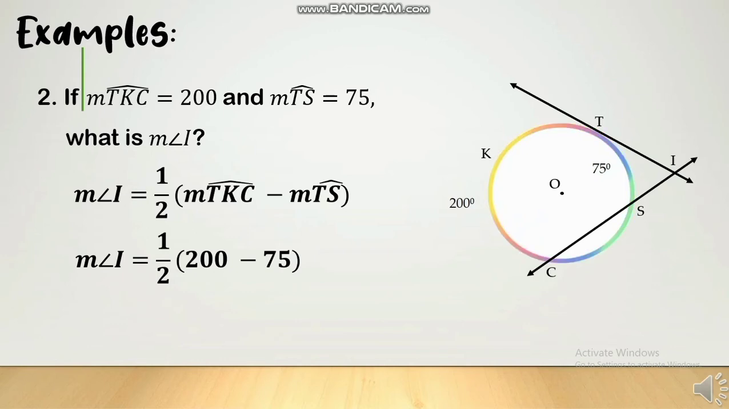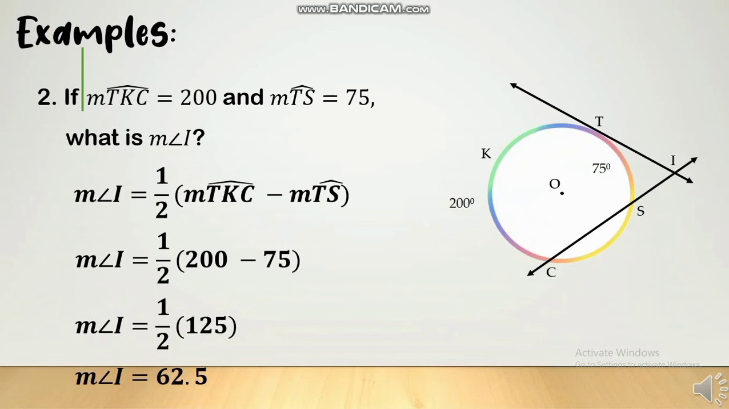200 minus 75 is equal to 125. So the measure of angle I is 1/2 times 125. So the final answer will be 62.5. So the measure of angle I is equal to 62.5.